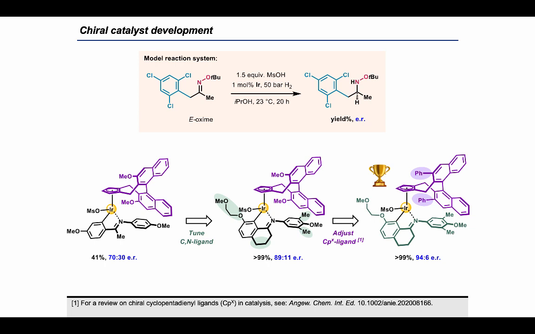Finally, the enantioselectivity was increased to very high levels by fine-tuning the chiral CP ligand, replacing its methoxy groups by phenyl rings. With the optimal complex in hand, we wondered how it is affecting stereocontrol in the reaction.